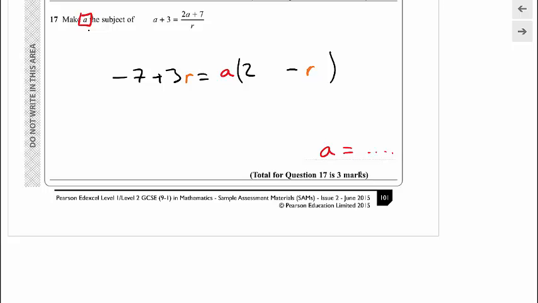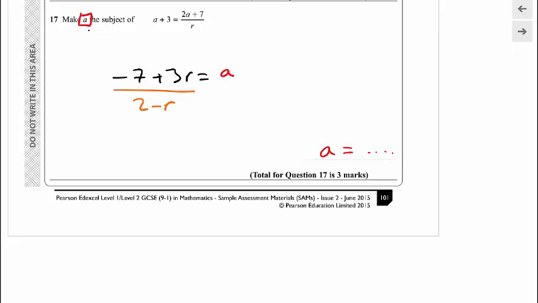This is very, very close, because essentially all I've got is something multiplied by a. So how do I get rid of a multiply by that thing? I just divide by that thing. So in other words, if I divide through by that whole thing, that whole bracket, then remember I'm also going to have to do the same on the other side. So I'm actually going to write it like this. So 2 minus r. So that's divide 2 minus r. So those two things cancel, and I've got a on its own. So a is equal to minus 7 plus 3r over 2 minus r.